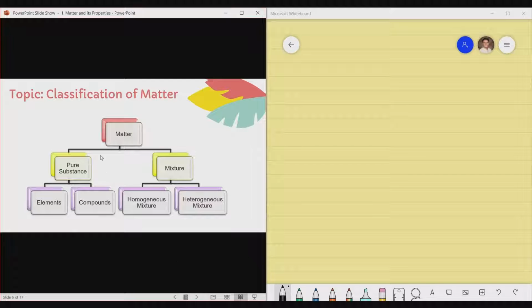Now, these will be the classification of matter. Okay, so you have here pure substance and mixture. Under pure substance, we have elements and compounds. And under mixture, you have homogeneous mixture and heterogeneous mixture. Iisa-isahin po natin or ang kanilang pagkakaiba and definitions.